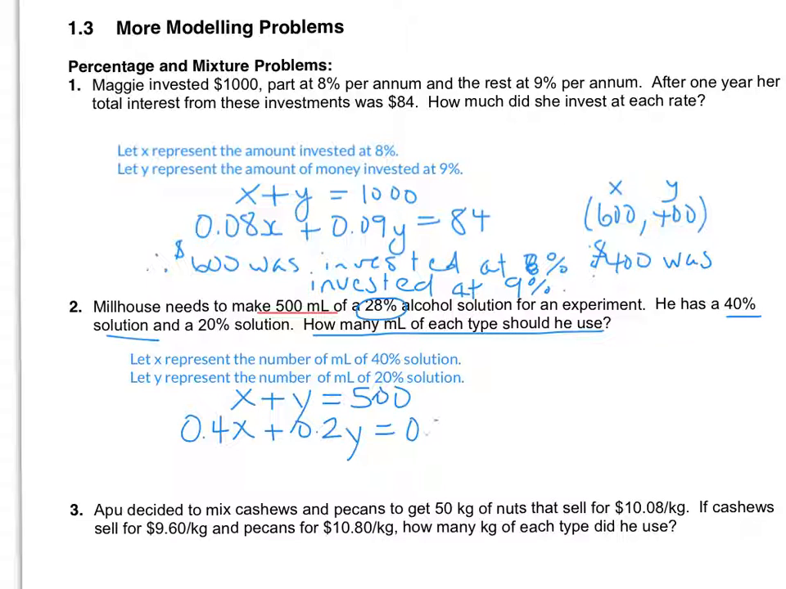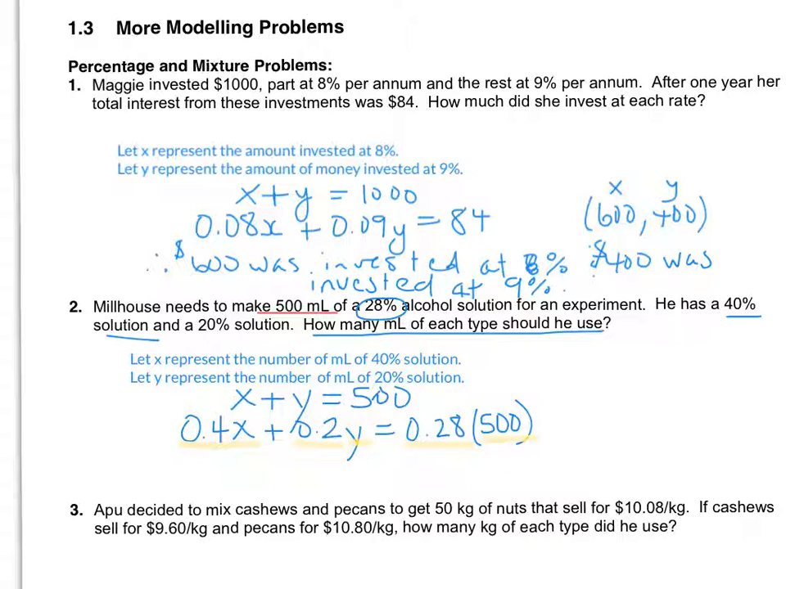So 0.28 is 28% of, and this time I know the milliliters instead of X and Y, I'm using the actual total. So just as a key understanding here, we really have the percent times the volume plus the percent times the volume equals the percent times the total volume. So just keep that in mind. That's going to work for mixture problems as well. Okay, and then you can put that into Desmos and solve the system.